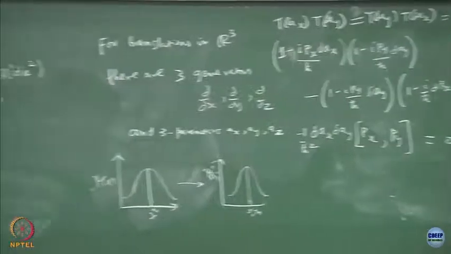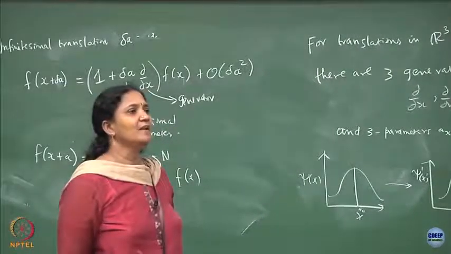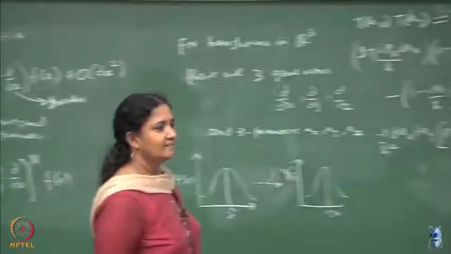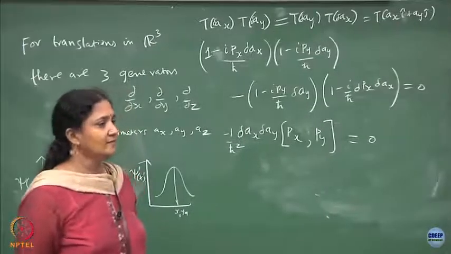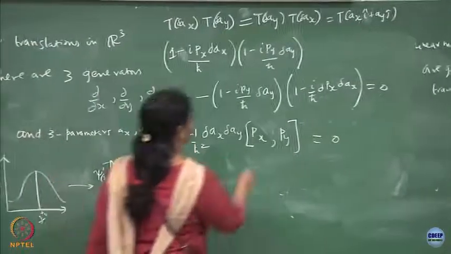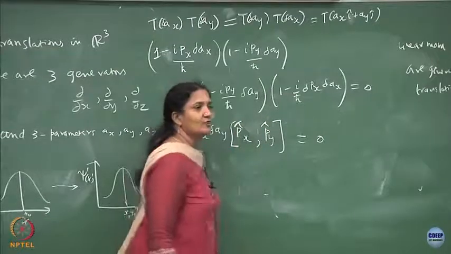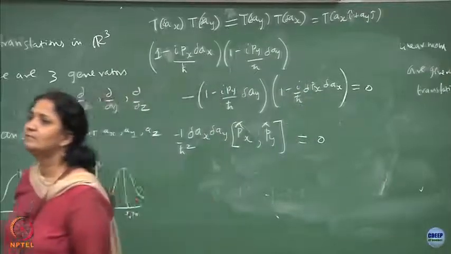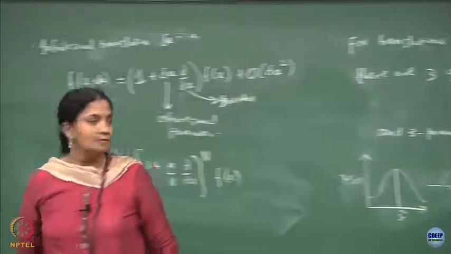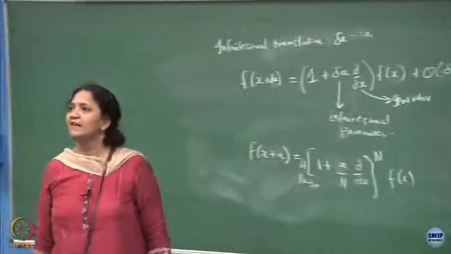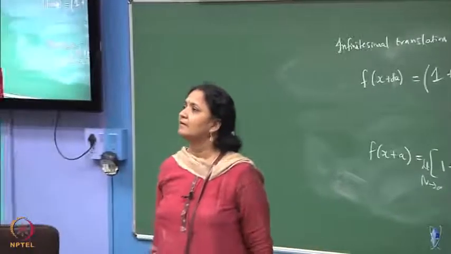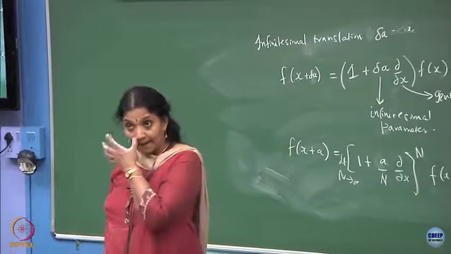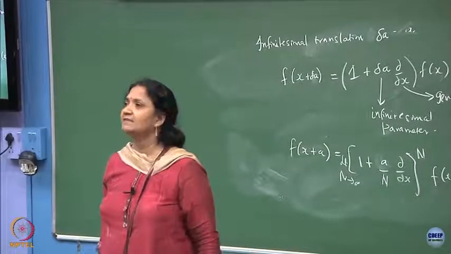The generators of an abelian group have to satisfy commutators equal to 0. The commutators of the translation generators will be 0, because the group is abelian and the generators have to commute.